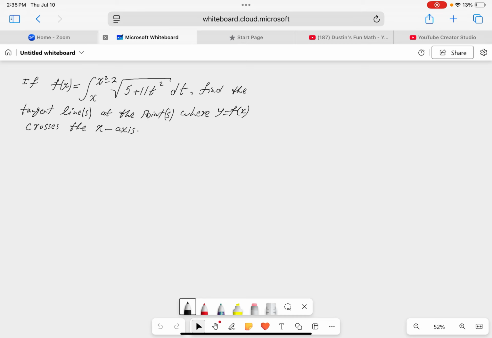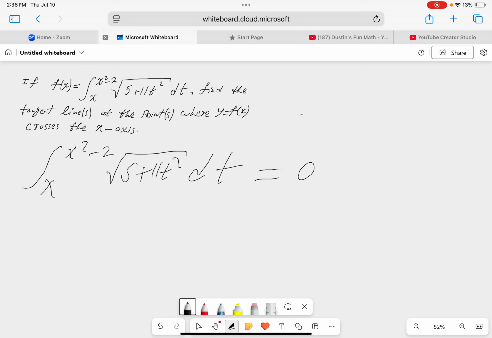So what does it mean that y equals f of x crosses the x-axis? It means that basically your f of x is going to be 0. So if that's the case, I can write my integral, the ending point is x squared minus 2 and the starting point is x, of the square root of 5 plus 11 t squared dt, and this is going to be equal to 0, right? We said f of x is going to be 0, and we know why, because it crosses the x-axis, as the problem mentions.